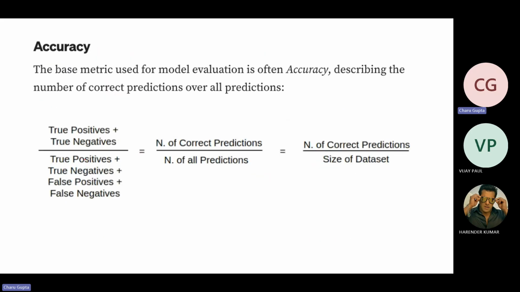And the second one is prediction accuracy. Accuracy is whatever I have predicted correctly upon total number of predictions. This is accuracy. Total correct predictions over the number of predictions. So look, in this formula we have put true positive and true negative in the numerator, and the other four values we have kept in the denominator.